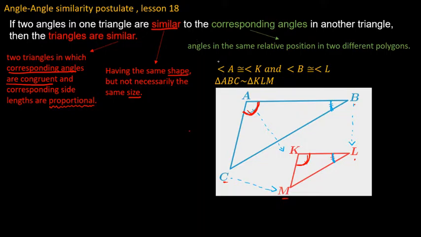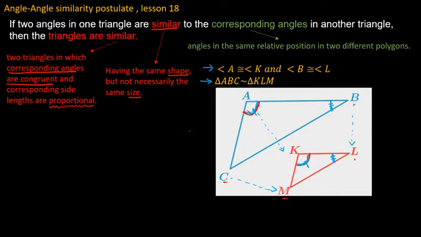So in this example, let's say that you were told that angle A is congruent to angle K, and angle B is congruent to angle L. Well, that's exactly what the postulate is saying. It's saying if you have that exact criteria and you know nothing else, then you can claim that your two triangles are similar. Again, you've established that two sets of corresponding angles are similar, then the triangles are similar.